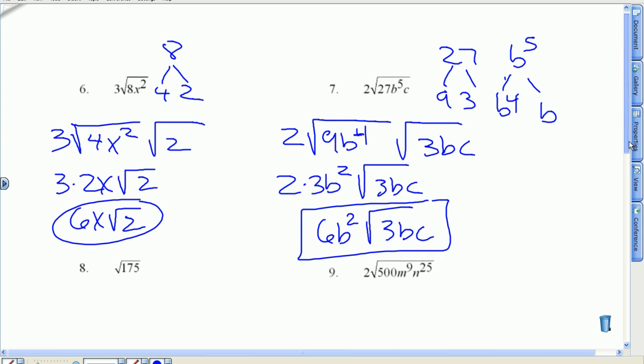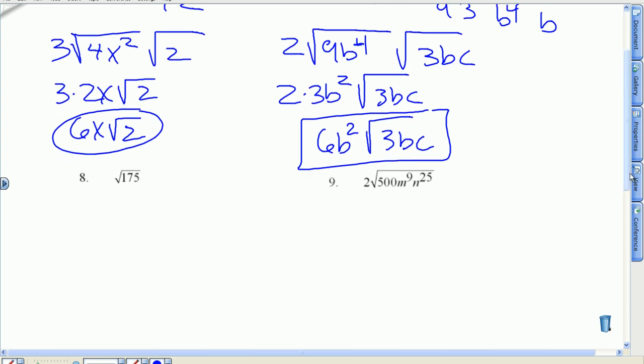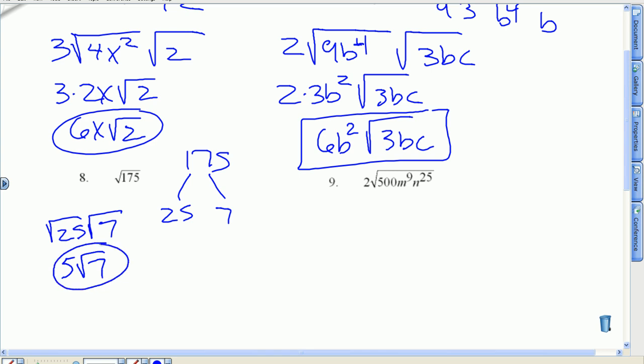All right. 18 radical 175. Well, $1.75 is made up of a bunch of quarters. So how many quarters would that be? Let's see, 4 quarters to $1.75. How about 25 times 7? So this becomes radical 25 times radical 7. That is 5 radical 7. And done. Look how quickly they can be done if you can find that perfect square that goes in.